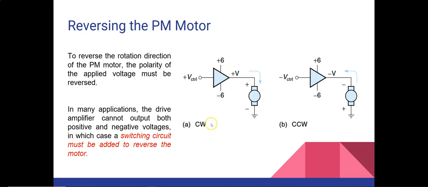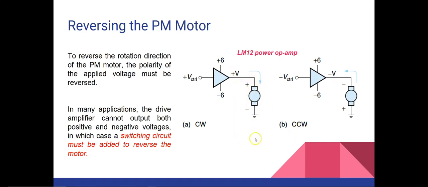As you can see in this picture, the op-amp is connected to the motor, and from here the control voltage is given. So if the driving voltage is positive, then the motor will turn in the clockwise direction. And if the driving voltage is negative, then the motor will turn in an anti-clockwise direction. You can use the LM12 power op-amp, and this is capable of providing the positive and the negative output voltage.